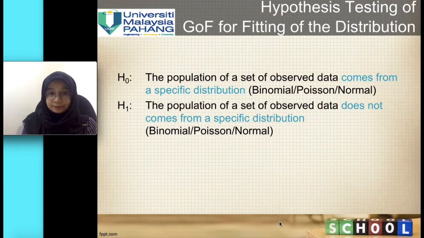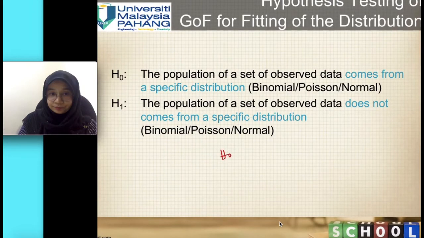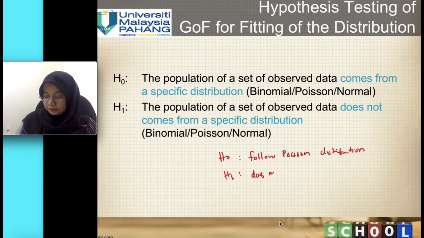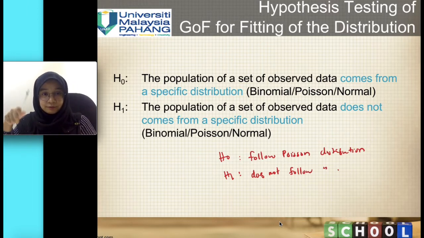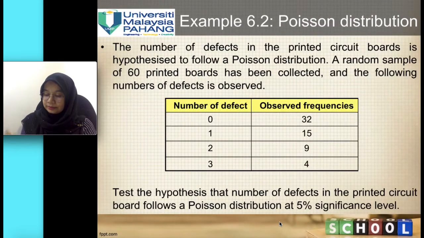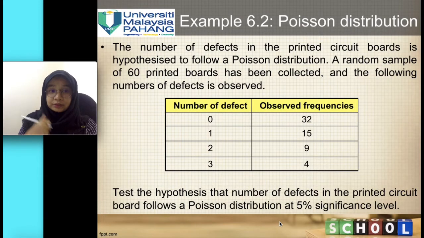Okay, for example, H null follows Poisson distribution. So H1 does not follow Poisson distribution. H null follows, H1 does not follow. H null comes from, H1 does not come from. Okay, and then the test statistic, and then the E and O, and then the decision and the conclusion.